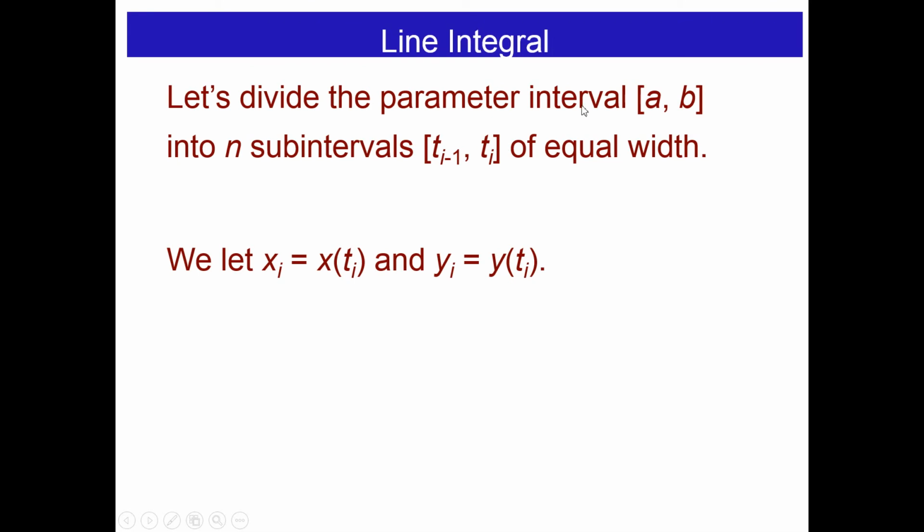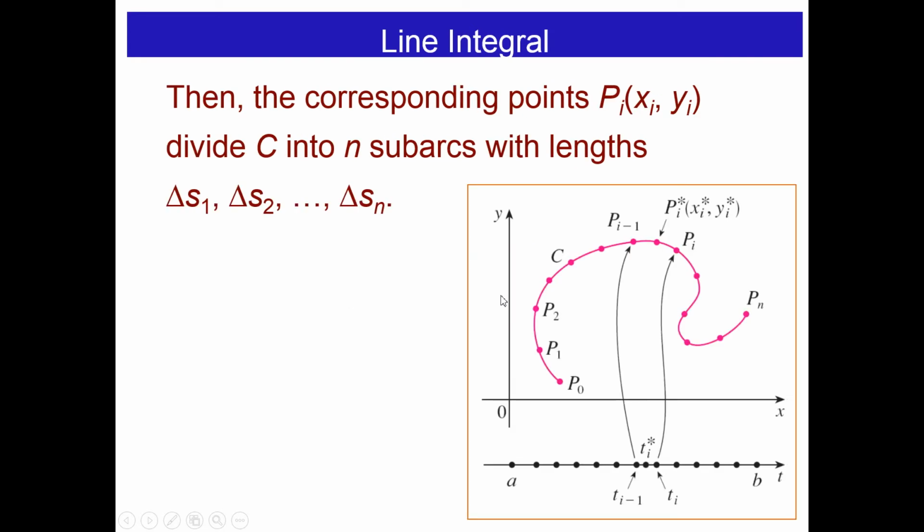So let's divide the parameter interval AB into n subintervals [t(i-1), t(i)] of equal width. We let x_i = x(t_i) and y_i = y(t_i). The corresponding points P_i with coordinates (x_i, y_i) divide C into n sub-arcs with lengths delta s1, delta s2, up to delta sn.